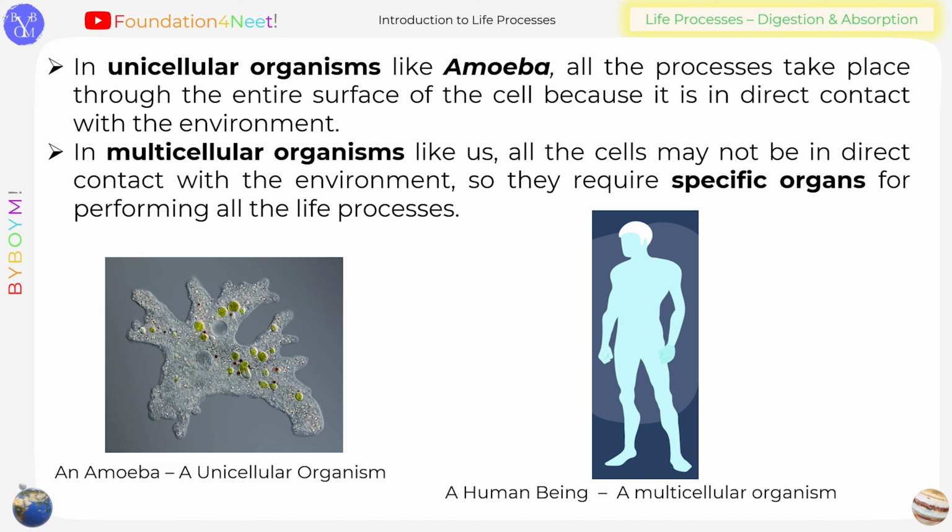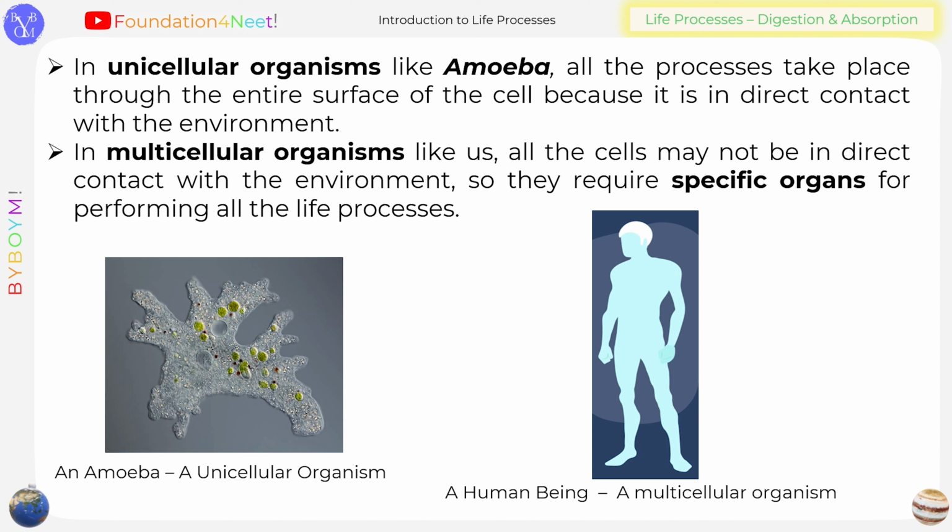In unicellular organisms like amoeba, all the life processes take place through the entire surface of the cell because it is in direct contact with the environment. The entire surface of the amoeba is in direct contact with the environment. So exchange of gases can take place directly.